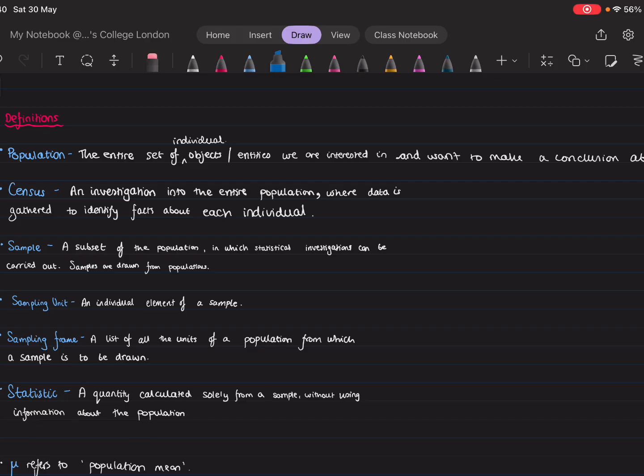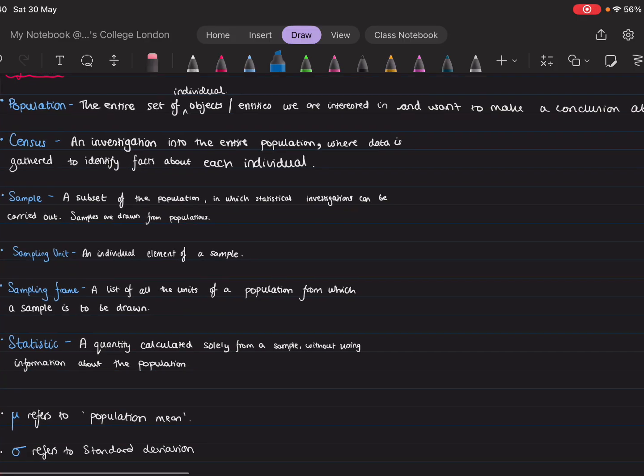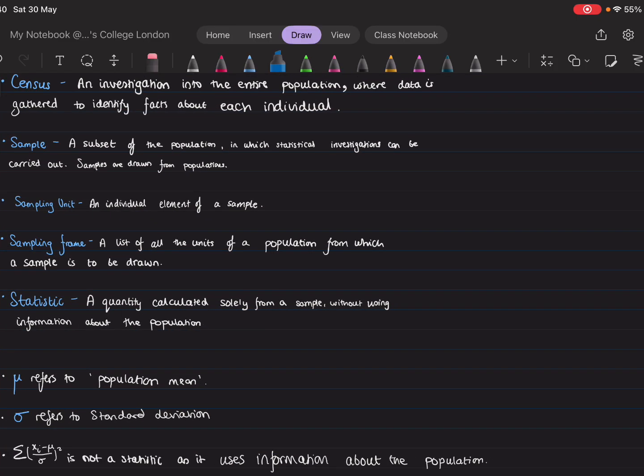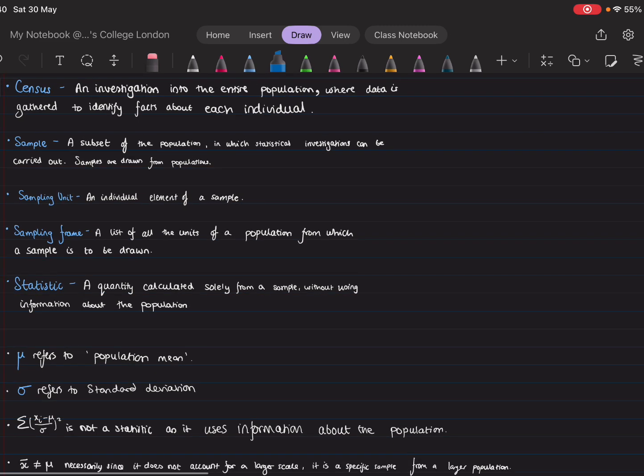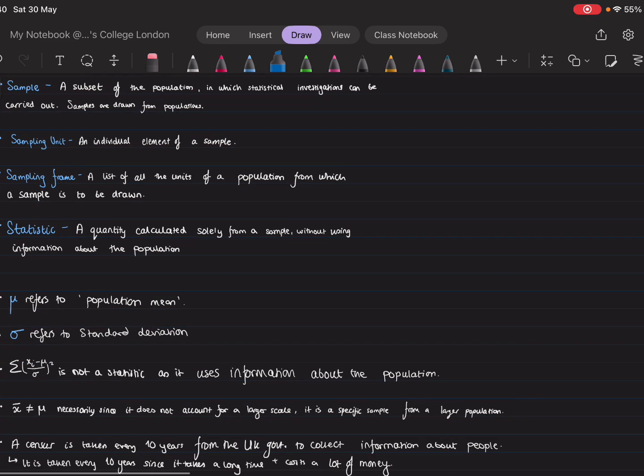A sampling unit refers to an individual element of a sample. A sampling frame is a list of all the units of a population from which a sample is to be drawn. The difference between a sampling frame and a population is that a population is the theoretical idea of each of the sampling units, and a sampling frame is the physical tool that lists all of the sampling units. A statistic is a quantity calculated solely from a sample without using any information about the population. Those are some general definitions.